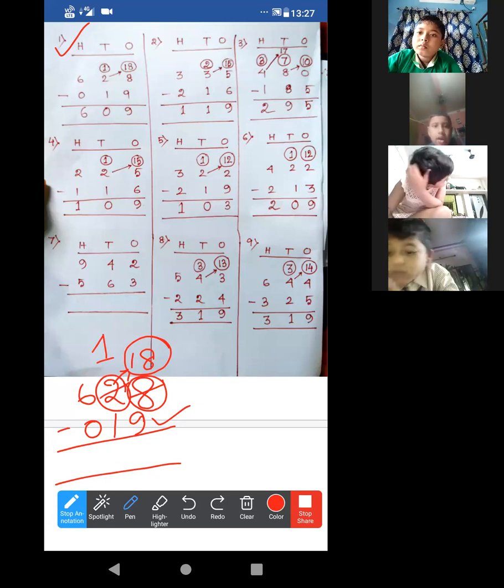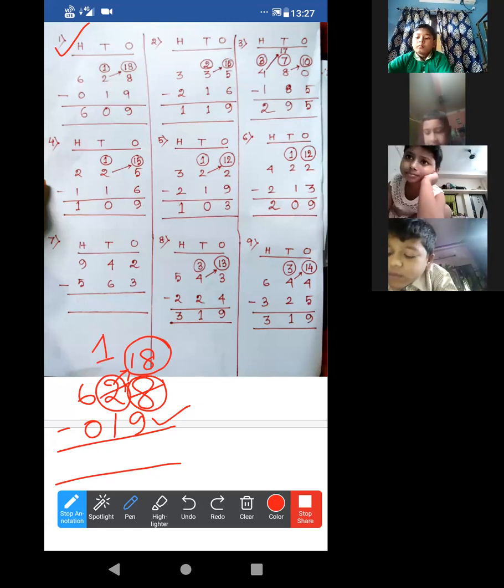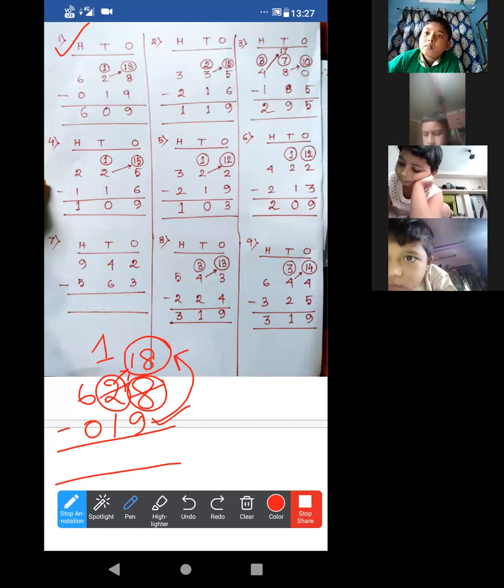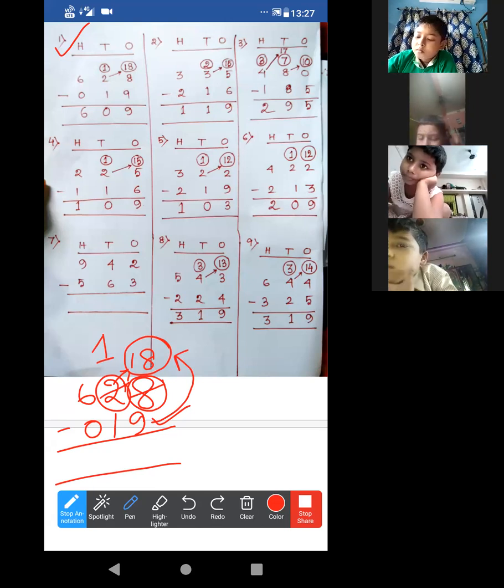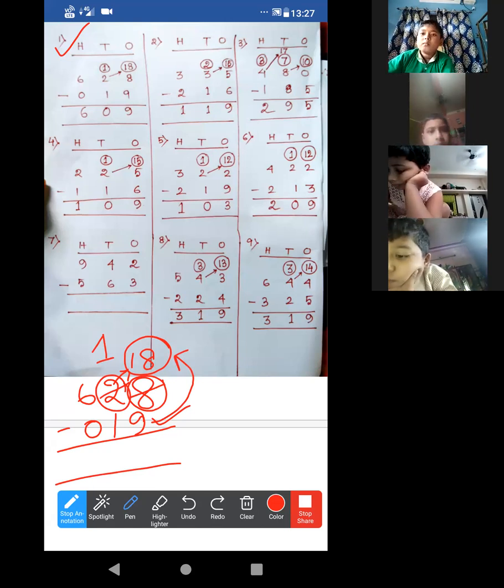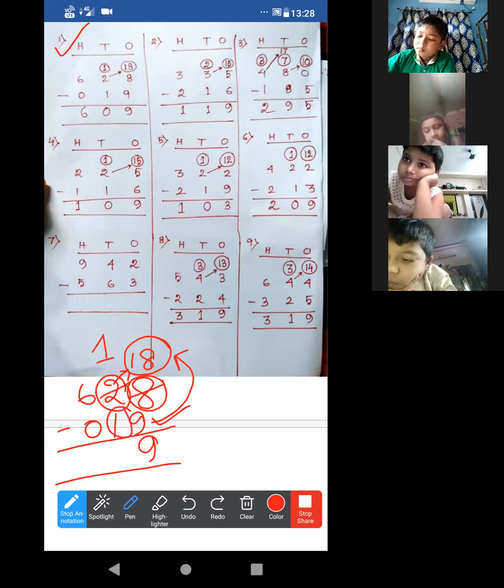Now look at this, it is very much clear. After 9, start counting till 18. 10, 11, 12, 13, 14, 15, 16, 17, 18. 9 places are there, so 9. Now, after 1, start counting, till which number? Till this 1, not this 2. Already you have cut it.